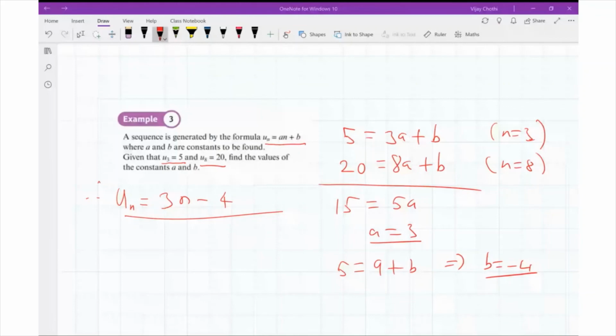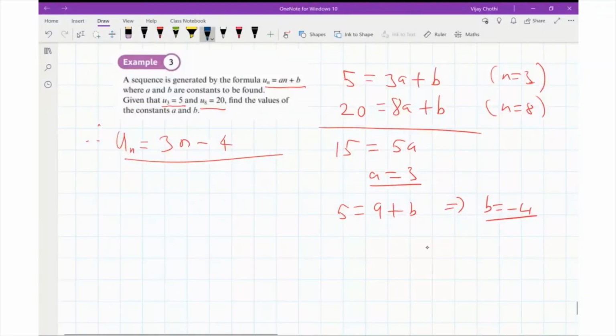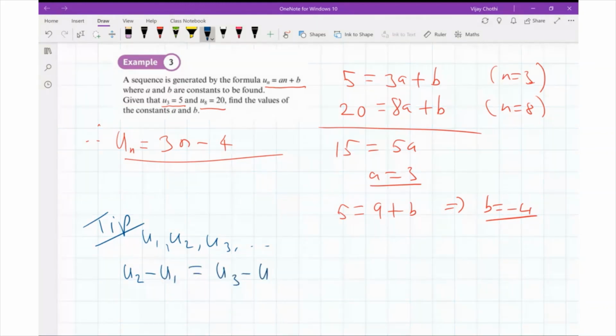Useful tip. If you've got an arithmetic sequence, u1, u2, u3, the differences between consecutive terms are the same. So if you need to find the value of d, the difference between the second and the first must also be equal to the difference between the third and the second, etc. So the consecutive differences between terms have to be the same. That's useful stuff for some of the questions.